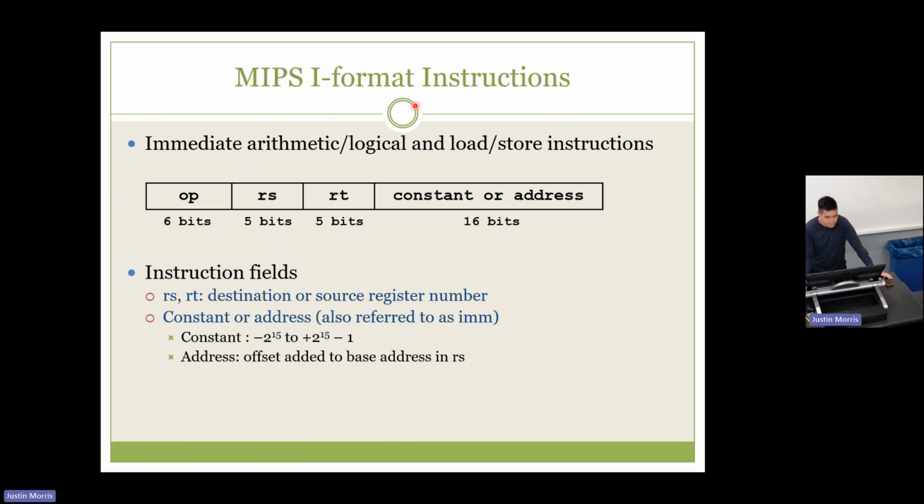So we have these I-type formats. We just have two registers and then the 16-bit immediate. This immediate ranges between -2 to the 15 and 2 to the 15 minus 1, because it is a signed immediate. That's why we have 15 and not 16.